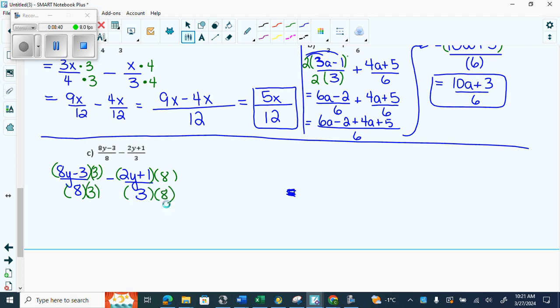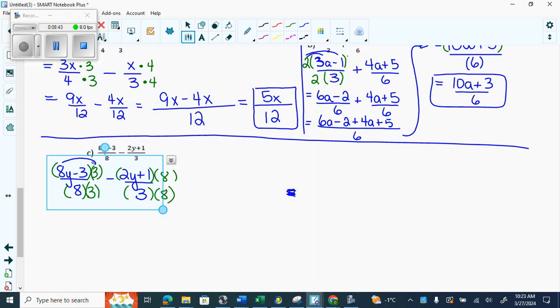Try it out. Go. On the top, I have 24y minus 9 over 24, with an equal sign running down the left-hand side because this equals this, right? We got it. Then we're going to have minus (16y plus 8) over 24.